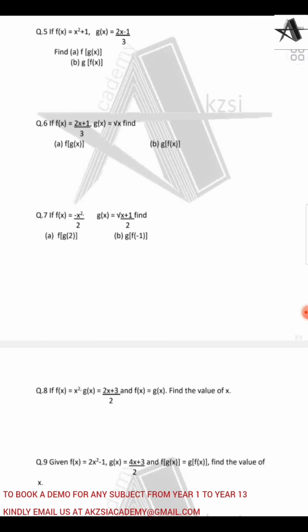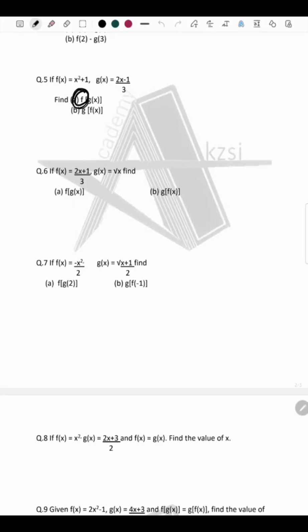Okay, so let me start with question number 5. If f(x) is x squared plus 1 and g(x) is (2x minus 1) over 3, find f of g(x) and g of f(x). So f is a primary function, so I'll write f(x) first, which is x squared plus 1. And then I'll substitute x with g(x). So in place of x, I'll write g(x). So it will become f of g(x) because in place of x, I wrote g(x). And here on the right hand side as well, wherever I see x, I need to replace it with g(x).